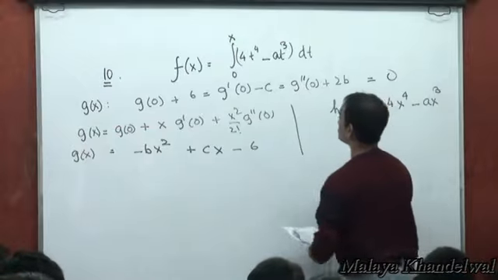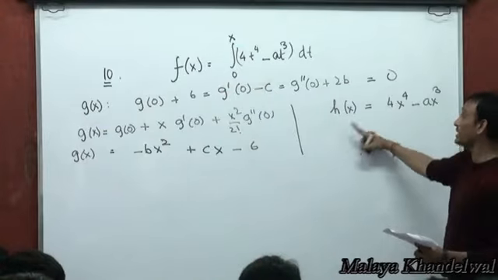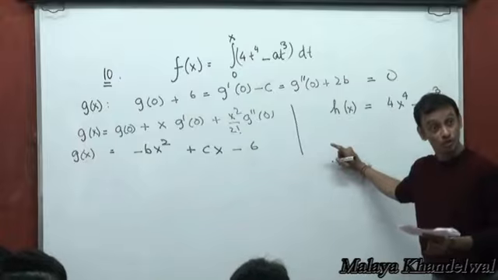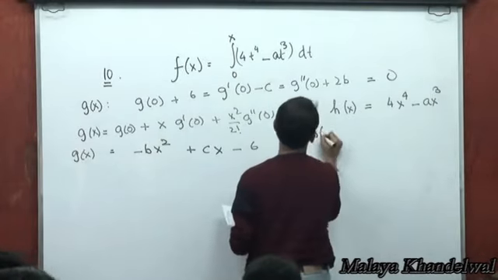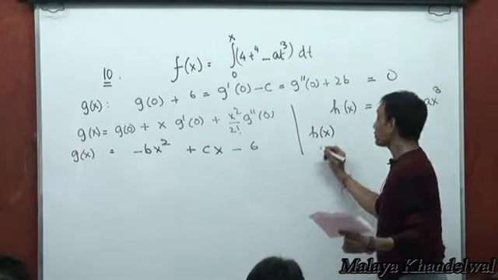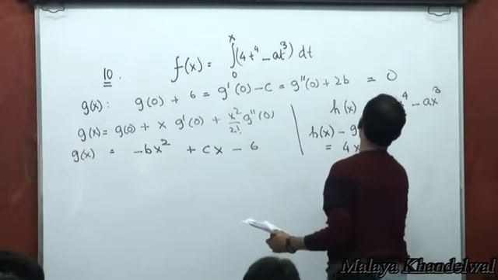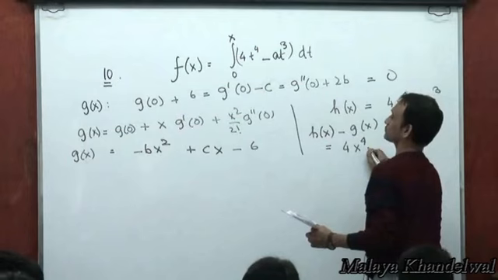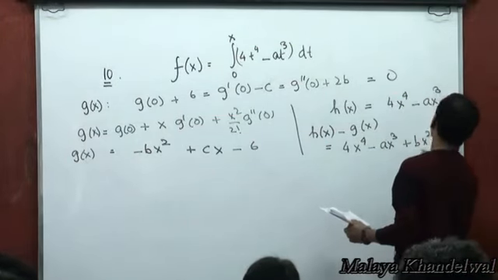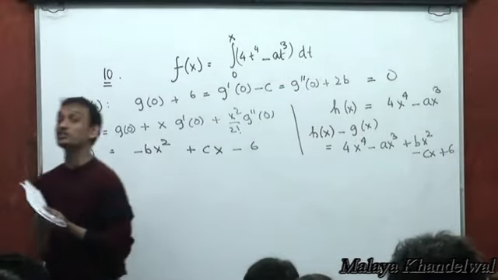That means h(x) minus g(x) must have 4 distinct roots, real roots, 4 distinct real roots. So h(x) minus g(x) is like 4x^4 minus ax^3 plus bx^2 minus cx plus 6. That's the function h(x) minus g(x).